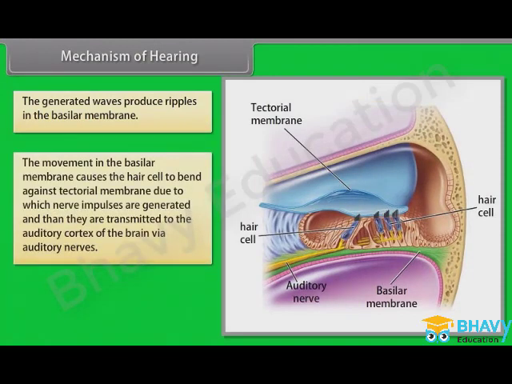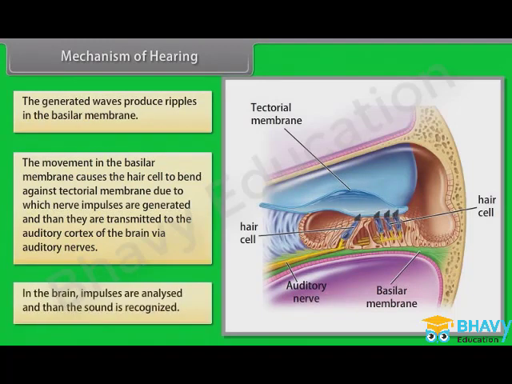The movement of the basilar membrane causes the hair cells to bend against the tectorial membrane, due to which nerve impulses are generated and transmitted to the auditory cortex of the brain via the auditory nerve. In the brain, impulses are analyzed and then the sound is recognized.